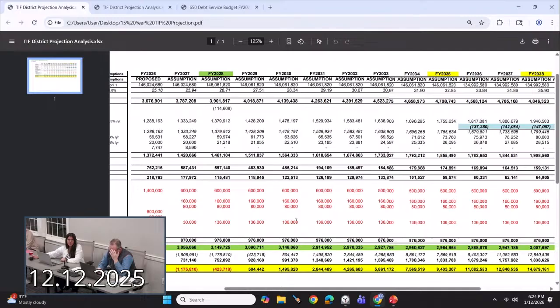So if there was a decision that we wanted to do a project and bond it, it looks like in a couple of years we can bring on another bond, and we'd have the capacity without having to raise our mill rate in order to do so.